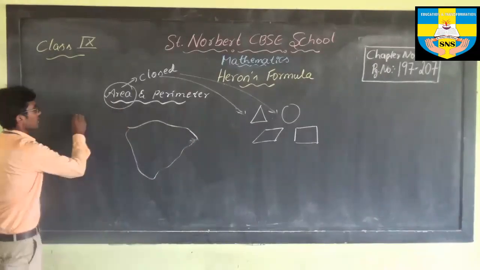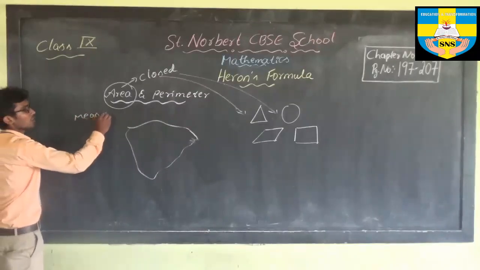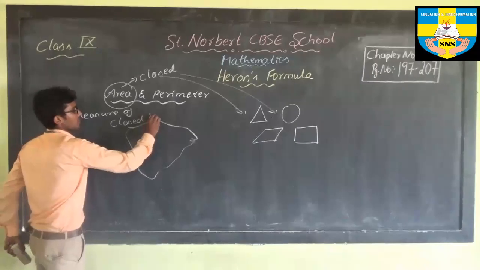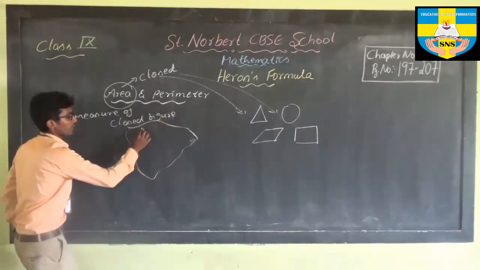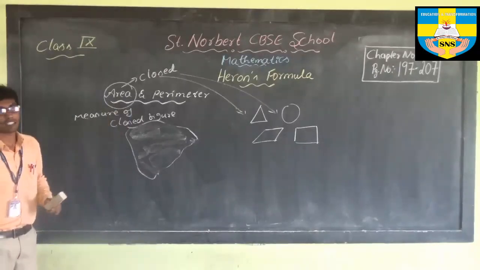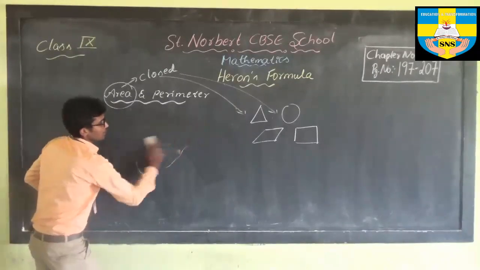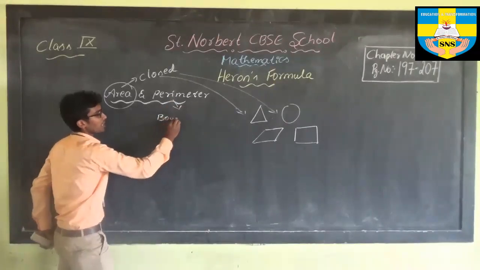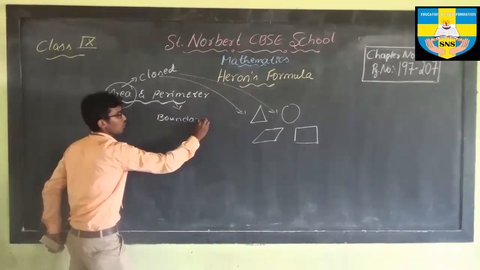So area is nothing but measure of a closed figure. Measurement of the closed figure. This is nothing but area. Then what about the perimeter? The perimeter is nothing but boundary. You can also have another name: boundary of any closed figure.